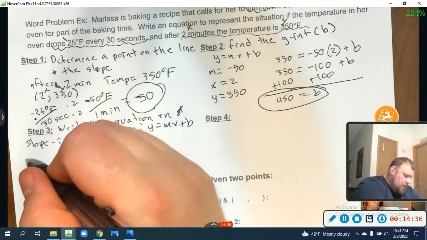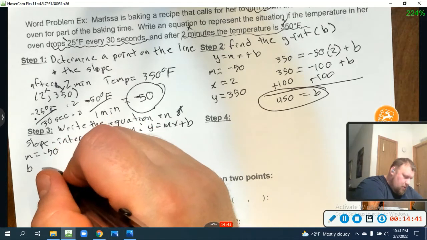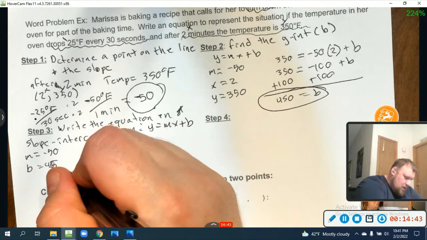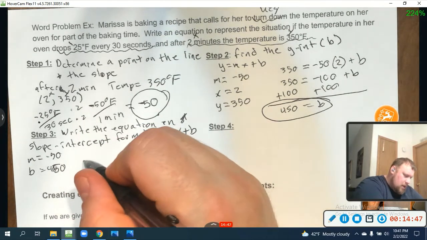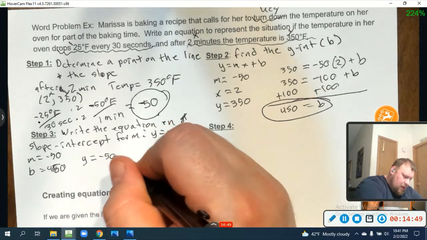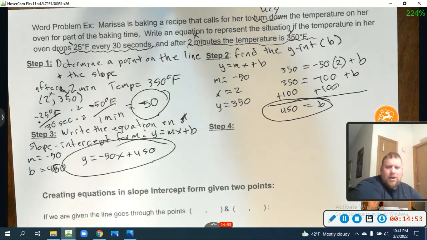So I know my m is negative 50, and I know my start value is 450. So the equation of the line that contains that slope and that point is y equals negative 50x plus 450 because it's positive. Now you're thinking, we're done, what's step 4? Well, we're going to add something.